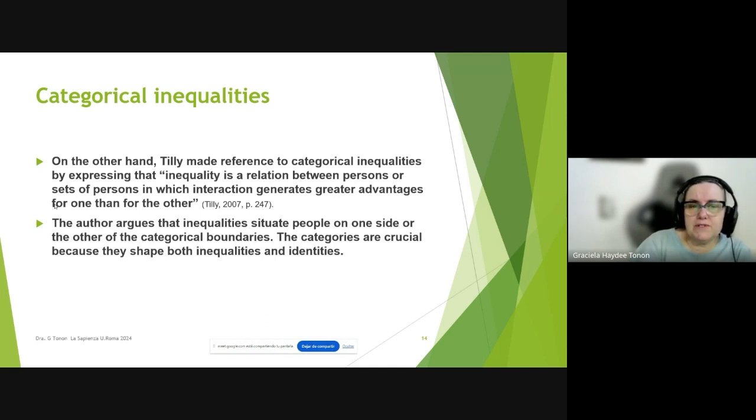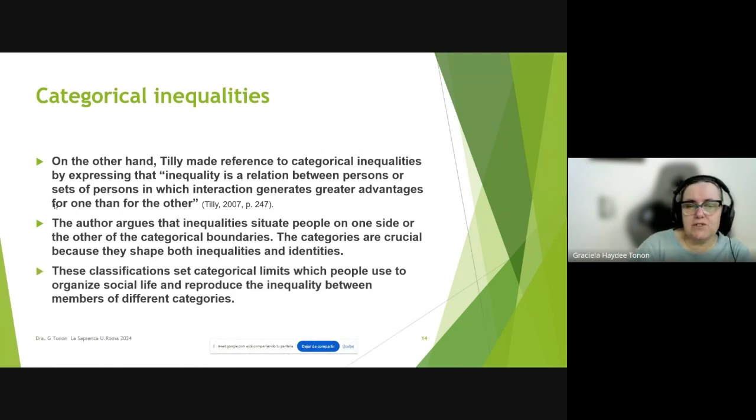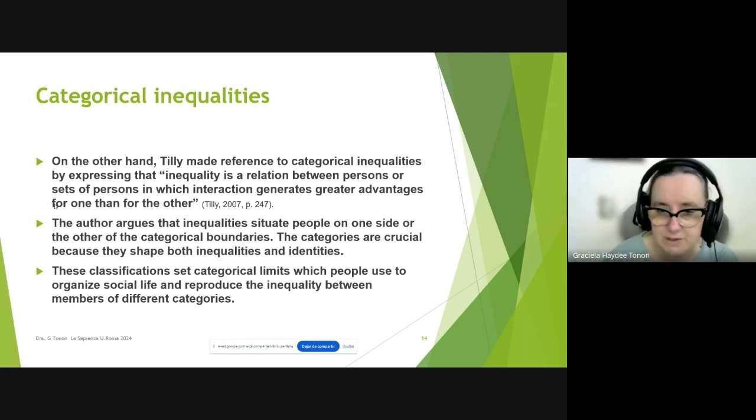The author argues that inequality situates people on one side or the other side of categorical boundaries. The categories are crucial because they shape both inequalities and identities. These classifications set categorical limits which people use to organize social life and reproduce the inequality between members of the different categories.